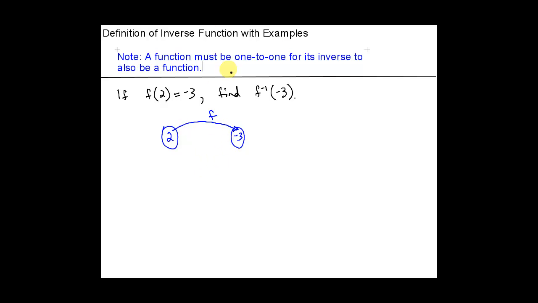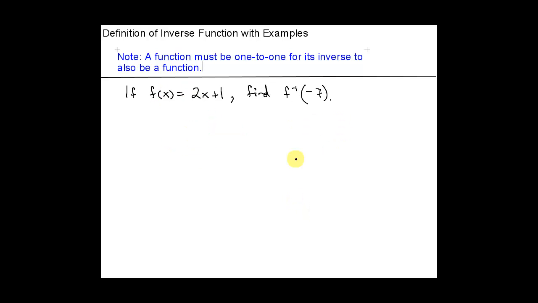So the question is, f inverse then reverses that mapping. So the question is, what is f inverse of negative 3? Well, that maps it to 2. So we can say f inverse of negative 3 equals 2. It reverses the mapping. So notice that the output here is the input here, and the input here is the output here. So you can see how they swapped.